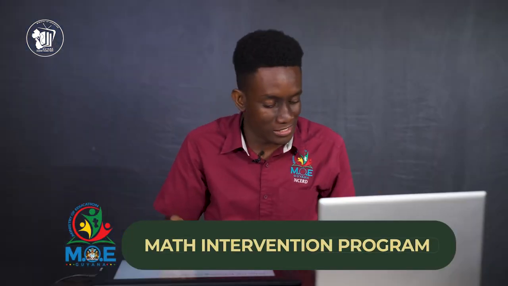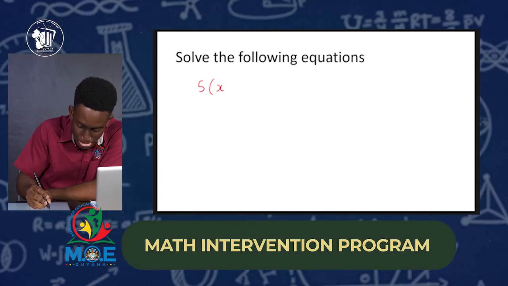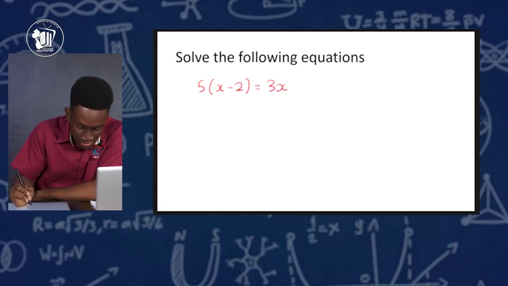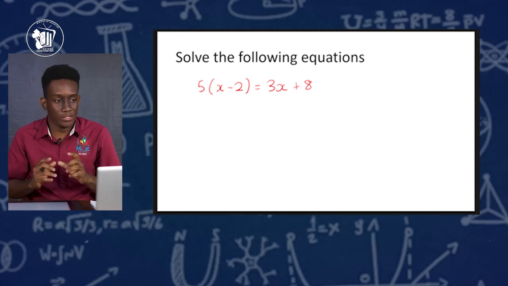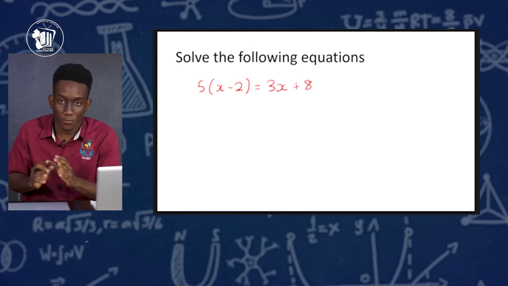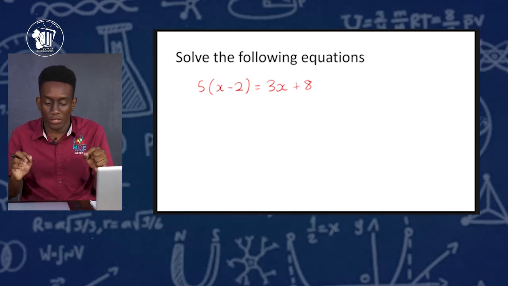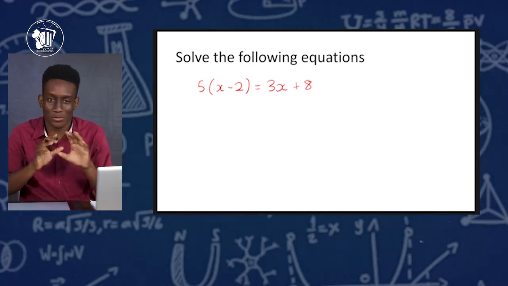So let's look at another example. So let's say we have 5 open bracket x minus 2 close bracket is equal to 3x plus 8. And we're asked to solve this equation. So we have 5 multiplied by x minus 2 is equal to 3x plus 8. So what do we do? The first thing we want to do is expand the brackets. You always look to expand the brackets, get rid of the brackets. So let's do some expansion.